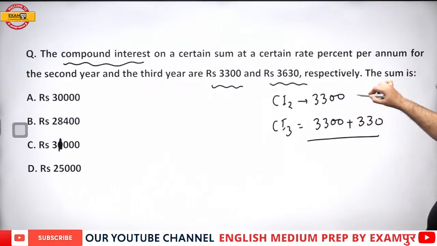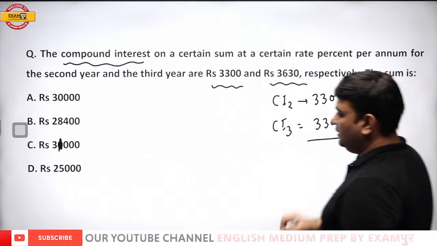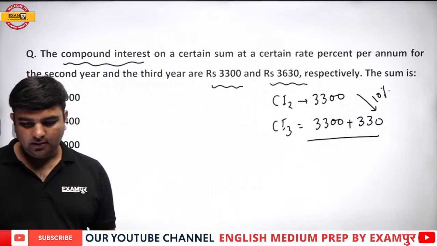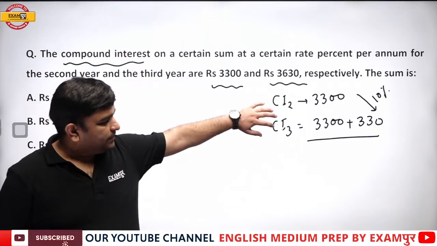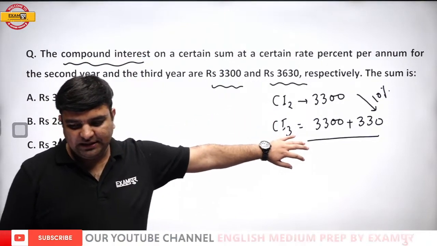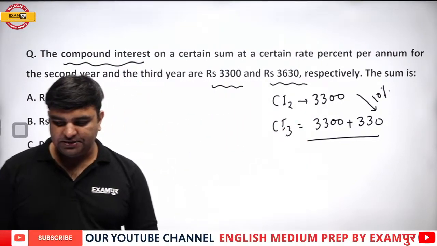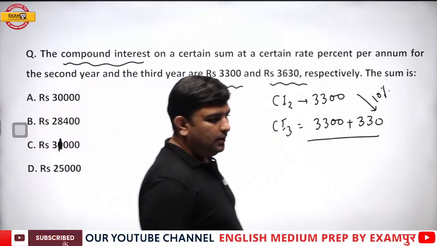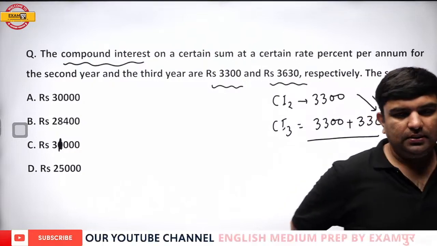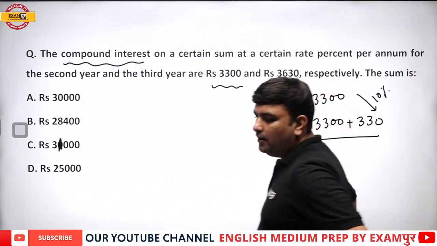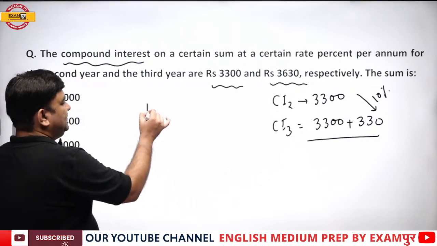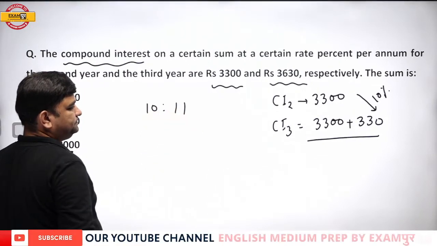Can I say CI is increasing by 10% every year? 3300 plus 330, increasing by 10%. Increasing by 10% means from 10 becoming 11.